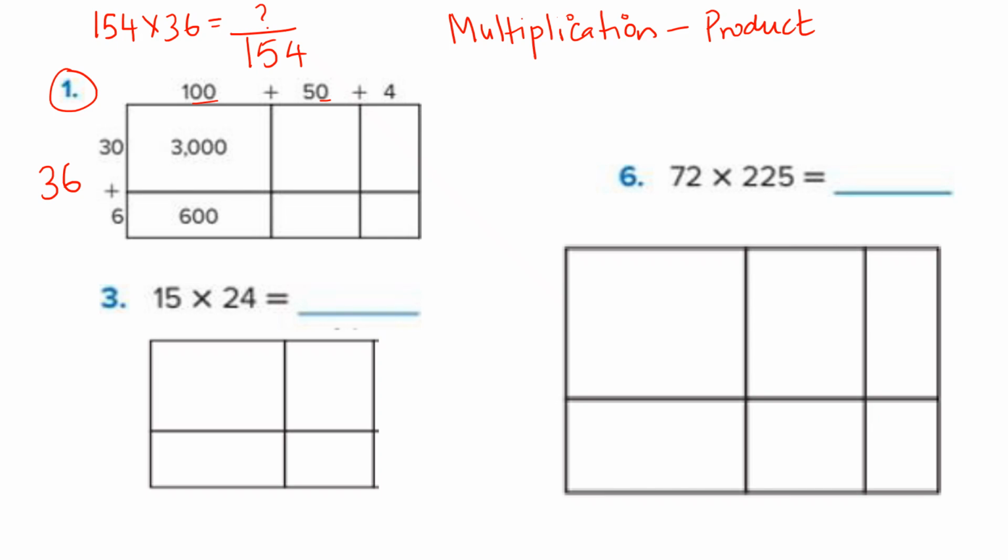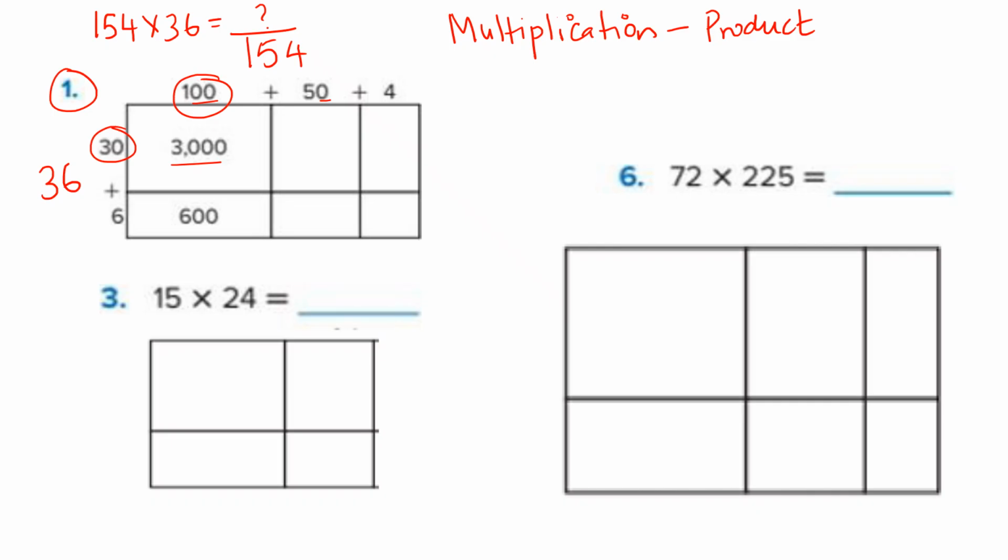So we are writing 154 as 100, taking the hundreds place, then the tens place 50, and the units place 4. Similarly, 36 we are dividing as 30 plus 6. And now we will do the area model or the box method. So in this box we are filling the first number multiplied by this one. So it is 3000. An easy way: 3 multiplied by 1 is 3, and then you put the zeros here.